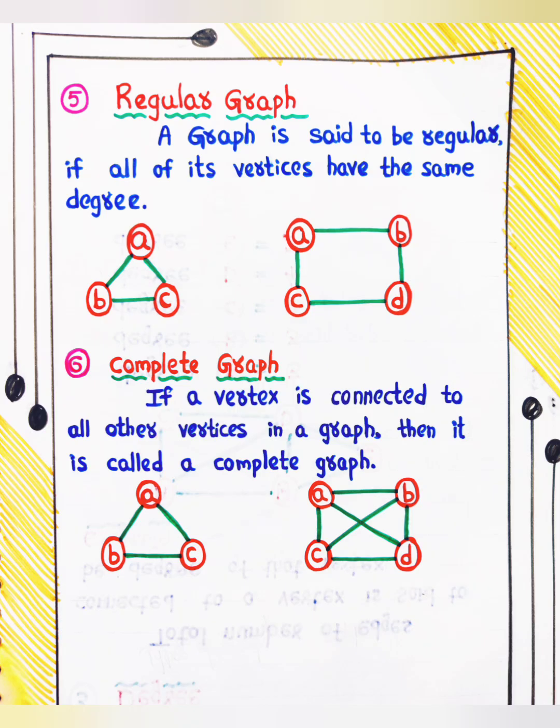Fifth one, regular graph. A graph is said to be regular if all of its vertices have the same degree. Below we can see the regular graph. Sixth one, complete graph. If a vertex is connected to all other vertices in a graph, then it is called a complete graph. Below we can see the complete graph example.